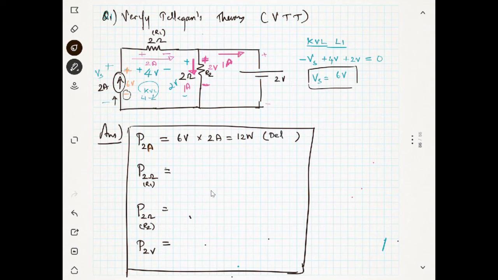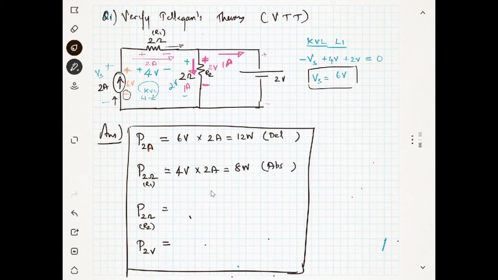Now for R1, you know the voltage across R1. I am talking about the second one, the power by the 2 ohm resistance. It is 4 volt multiplied by 2 ampere, so it is nothing but 8 watts. And you can see the current is going away from the negative terminal of the resistance. So it is absorbed.